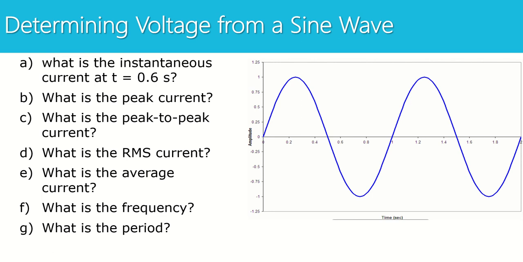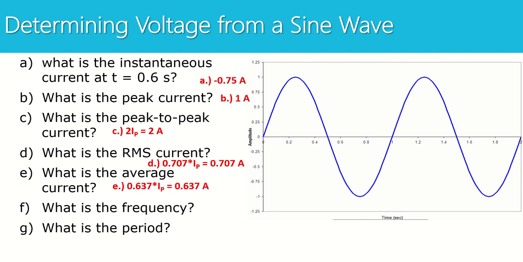All right, so when you're ready, here's the instantaneous current at 0.6 seconds. It's about negative 0.75 amps. Negative 0.75. If I go down here, come across. The peak current, 1 amp. Peak to peak current would be 2 amps. RMS current would be 0.707 amps. Average current, 0.637 amps. With this one here, I can see the period is 1 second.